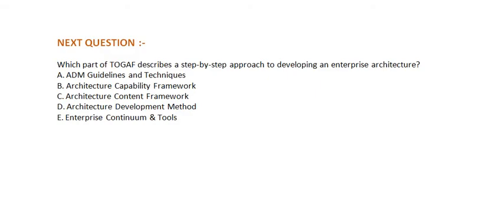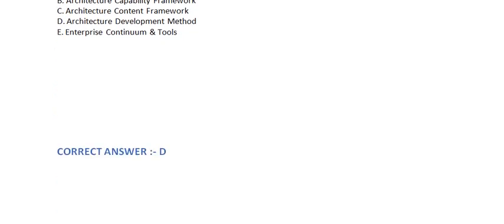Today's questions are, which part of TOGAF describes a step-by-step approach to developing an enterprise architecture? Option A, ADM guidelines. Option B, architecture capability framework. Option C, architecture content framework. Option D, architecture development method. And option E, enterprise continuum and tools. The correct answer is option D.